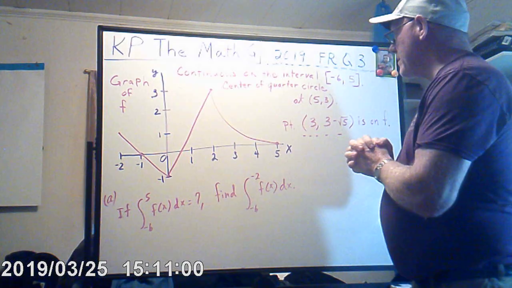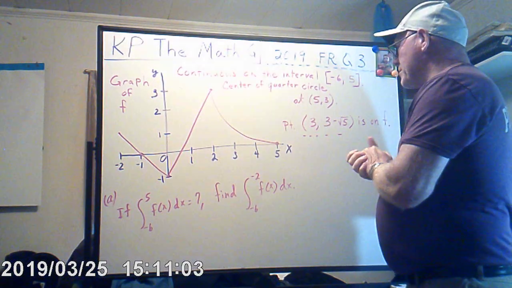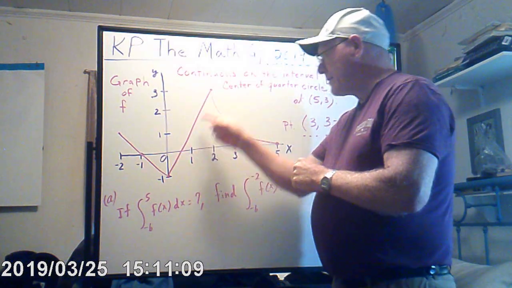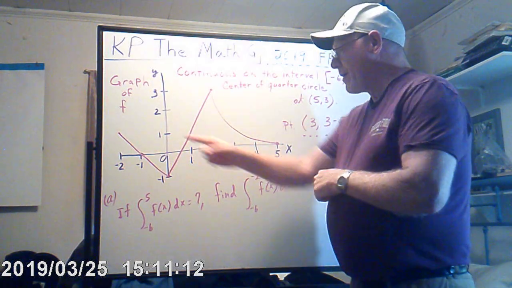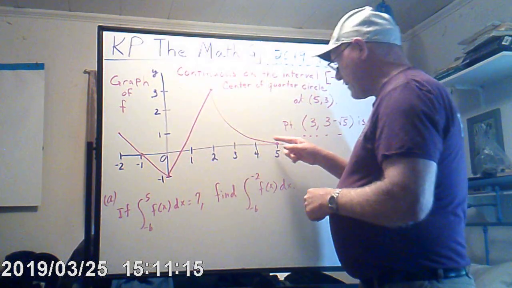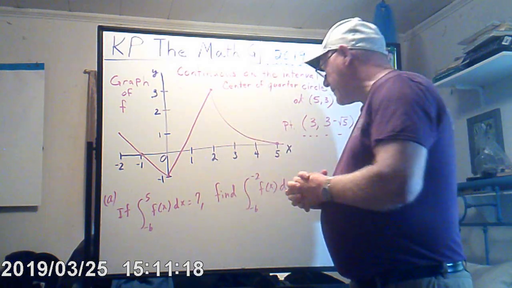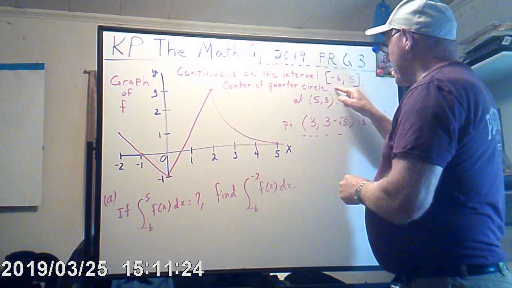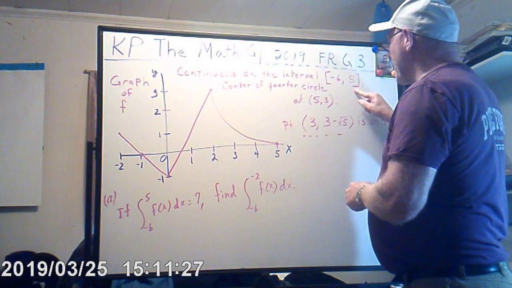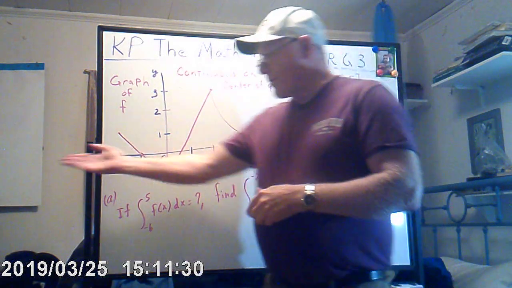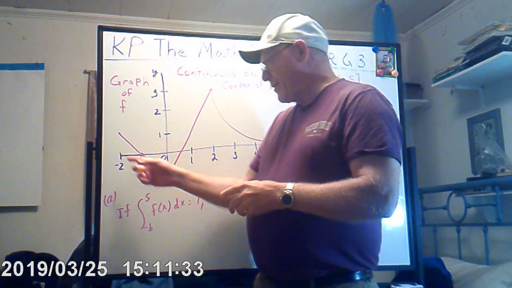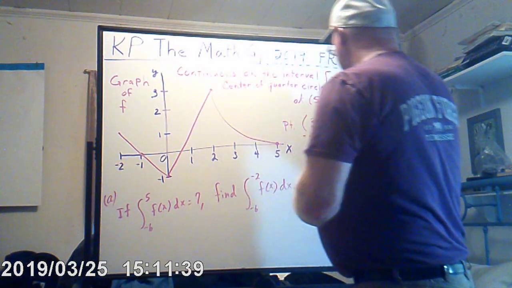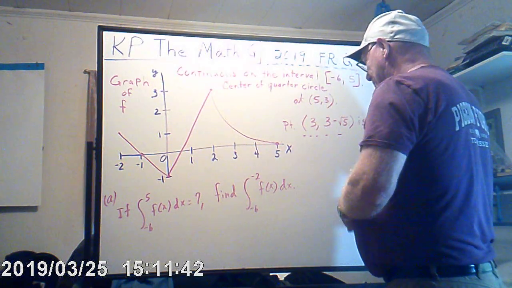This is a 2019 free response question number 3. It has to do with a graph. As you can tell, it's a three-way piecewise graph, and this is a quarter circle right here. The center of that circle is at (5, 3). It's continuous on the closed interval [-6, 5]. Well, we don't have -6, -3, -4, on out to -6, but evidently, it is continuous on that interval.